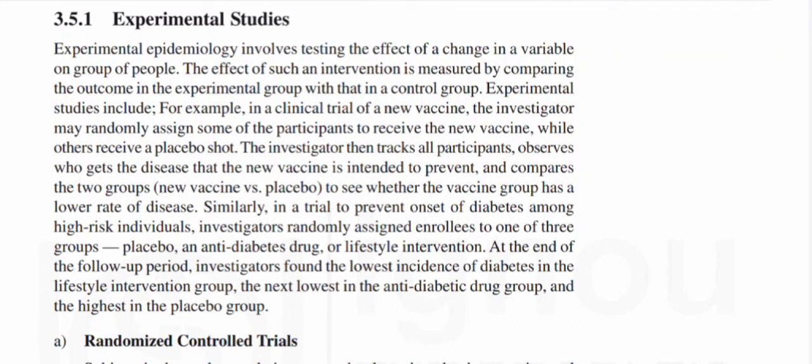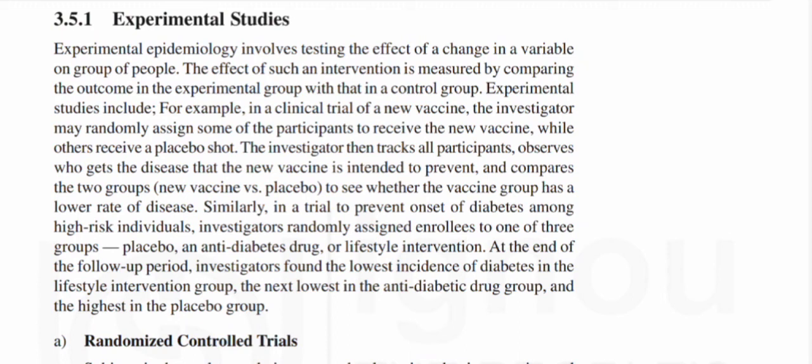Experimental epidemiology involves testing the effect of a change in a variable on a group of people. The effect of such an intervention is measured by comparing the outcome in the experimental group with that in a control group. Experimental studies include, for example, a clinical trial of a new vaccine, where the investigator may randomly assign some of the participants to receive the new vaccine while the others receive a placebo shot. Placebo, that is a sugar shot.